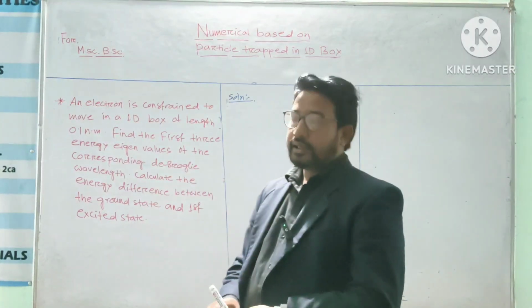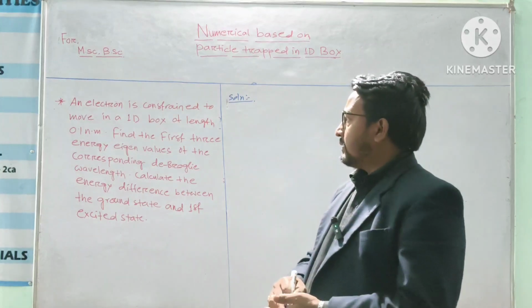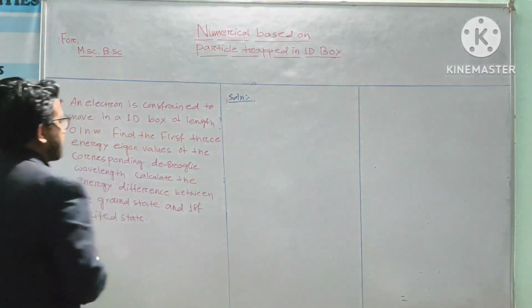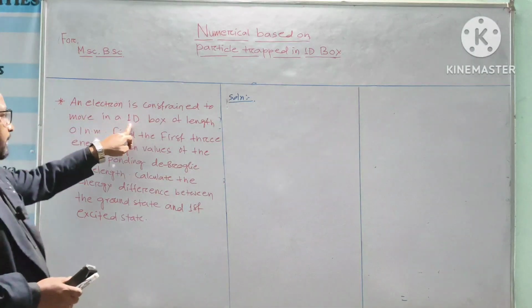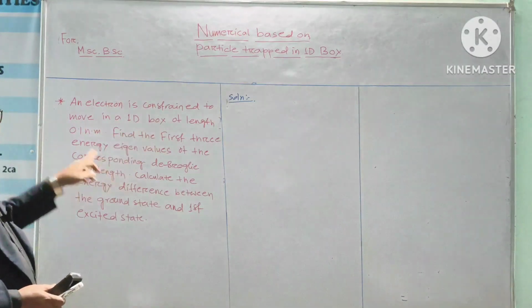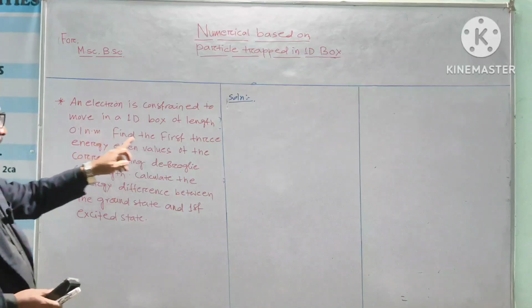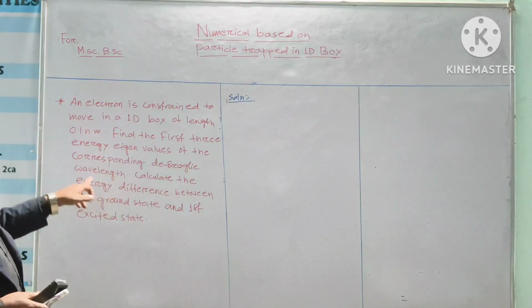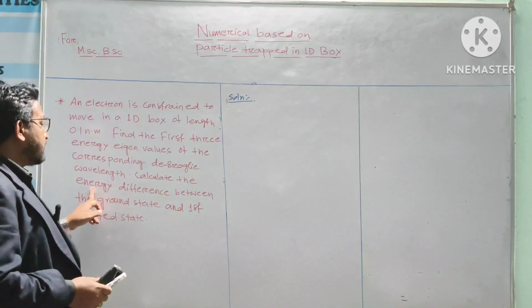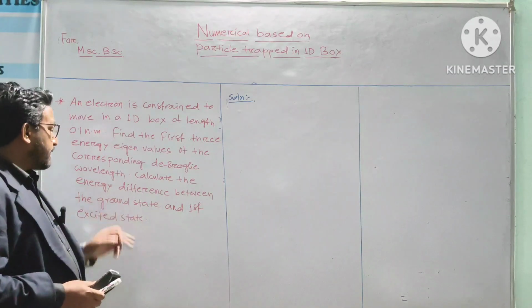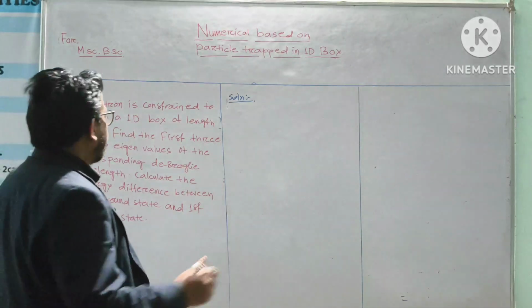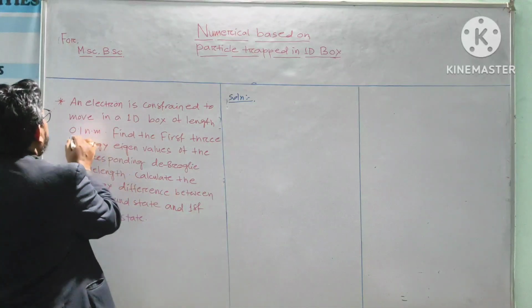Okay, our next numerical problem is this. The statement of this numerical problem: an electron is constrained to move in a one-dimensional potential box of length 0.1 nanometer. Find the first three energy eigenvalues and the corresponding de Broglie wavelengths, and calculate the energy difference between the ground state and first excited state. So first of all, the solution of this problem: 0.1 nanometer.